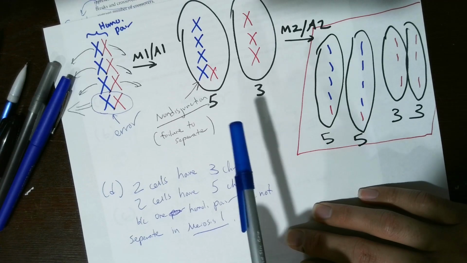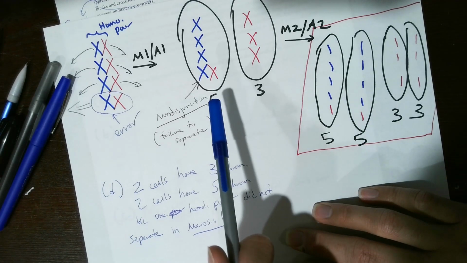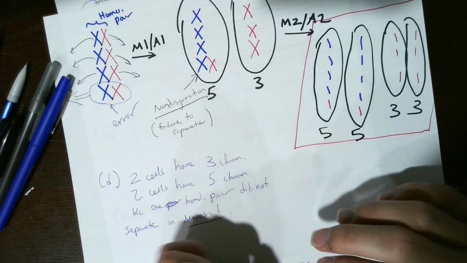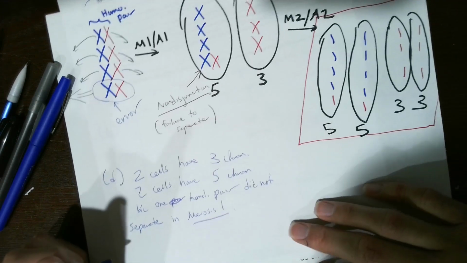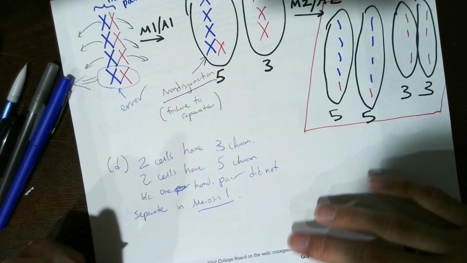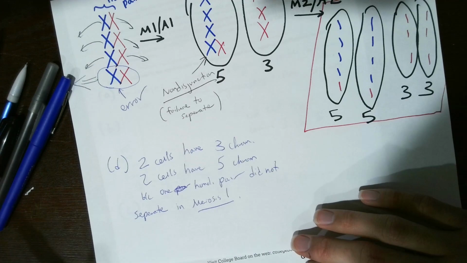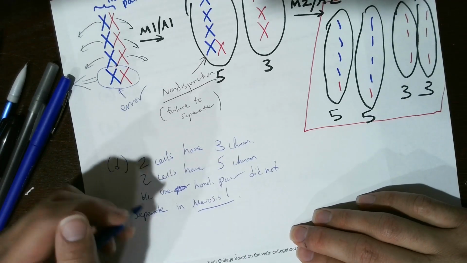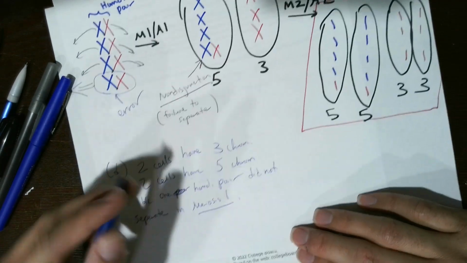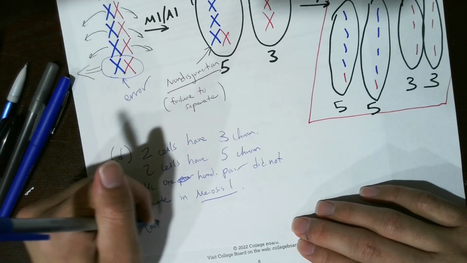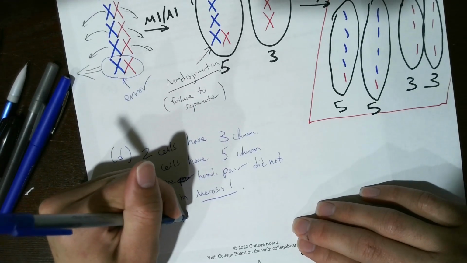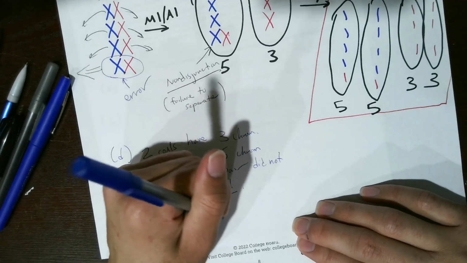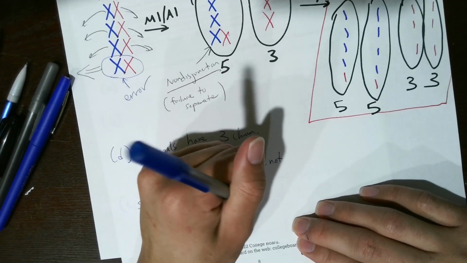Now, why does it separate in meiosis 2 but not meiosis 1? That's a whole other story. Ask me again in 3 years when you take genetics in college. But there's a reason, but we're not going to get into it. It doesn't separate in meiosis 1, but meiosis 2 happened normally.